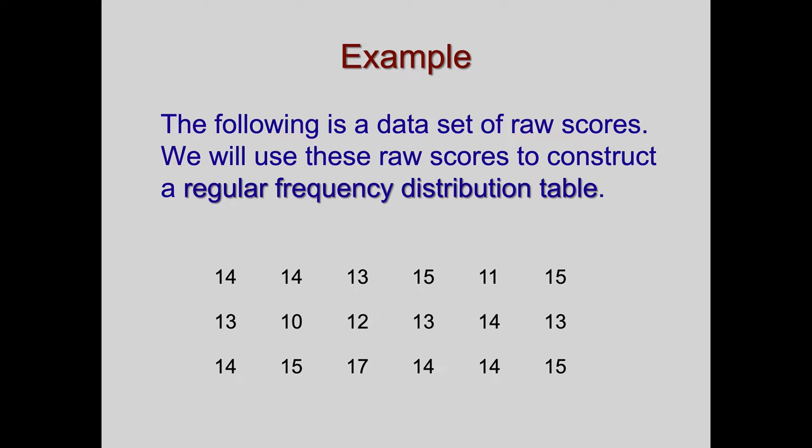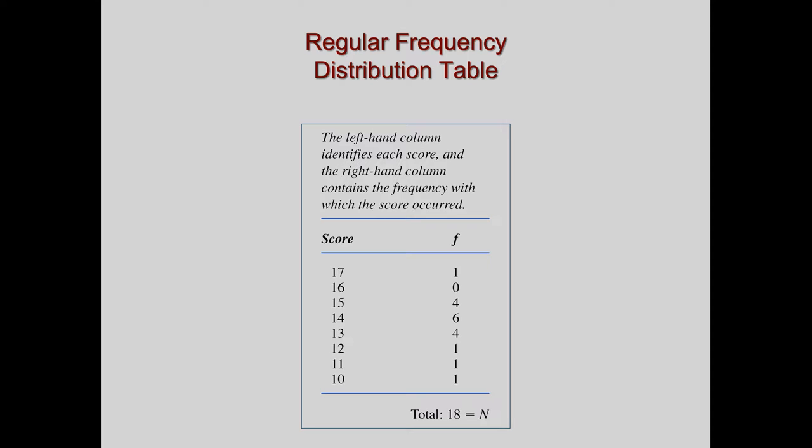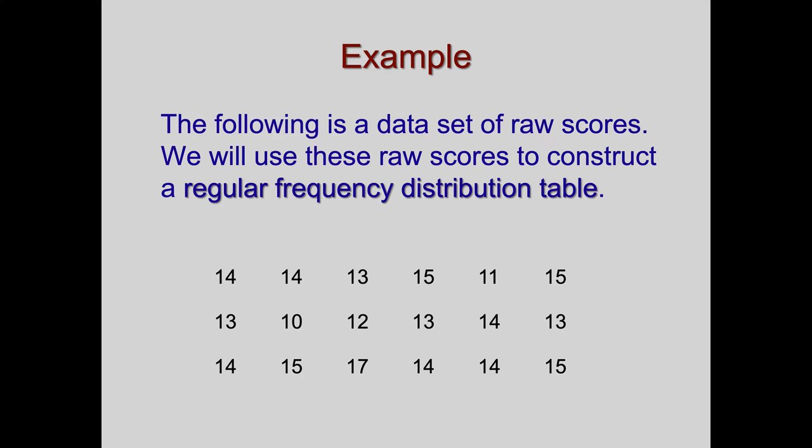Here's an example. The following is a data set of raw scores. We will use these raw scores to construct a regular frequency distribution table. Notice that the scores are basically in the teens. And this is what your table looks like when you make a frequency distribution table. The left-hand column is the score, and the right-hand column is the frequency. Script F means frequency. So what this table means, remember, we go from highest to lowest. That's why 17's at the top. And there's one 17. There's no 16s. There are four 15s. Now let's go back to that previous slide.